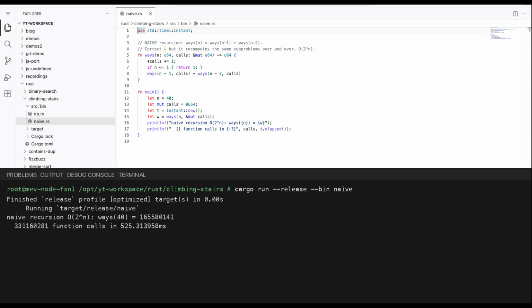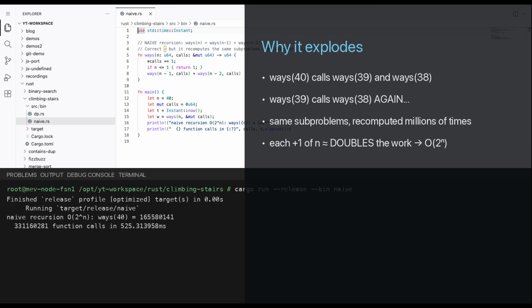The answer is 165 million ways. But look at the cost. 331 million function calls in nearly half a second for one number. Why? Ways of 40 calls ways of 39 and 38, but ways of 39 calls ways of 38 again. The same subproblems get recomputed millions of times. Every step you add roughly doubles the work.